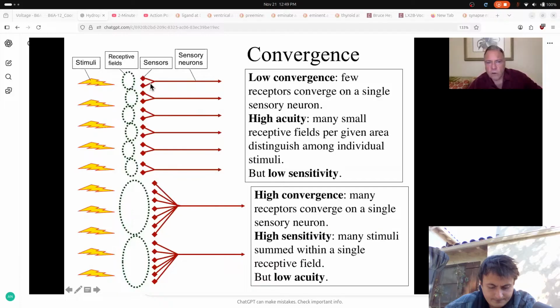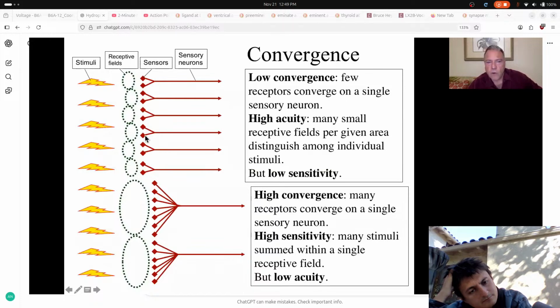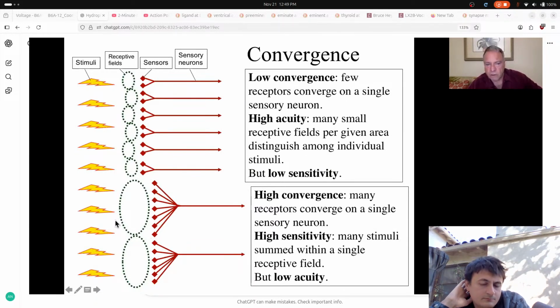Now with low convergence, what are the odds of stimulating this receptive field? The receptive field is that area of the skin, or whatever your sensory system is, that's stimulating that particular neuron. Any stimulus that falls in this receptive field is going to stimulate this neuron if it makes the threshold, whereas if it falls in this receptive field, it's going to stimulate that neuron. If you have low convergence, you've got small receptive fields. If you have high convergence, you have big receptive fields.